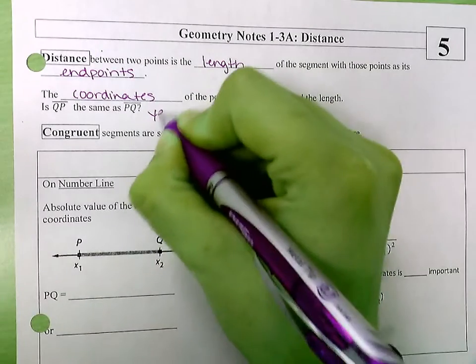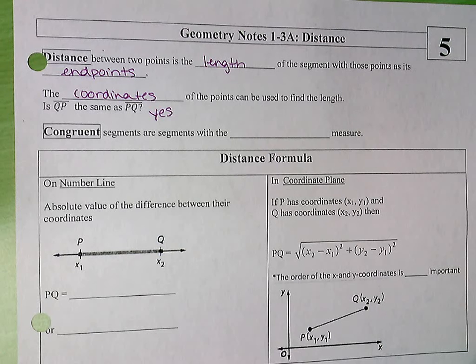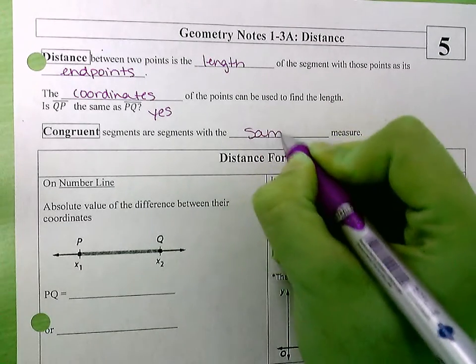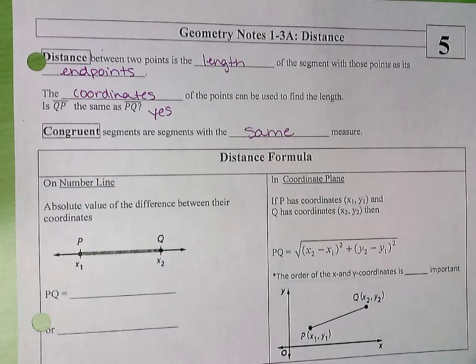Yes. Okay, so with segments, you can interchange those letters. So it doesn't matter that order. So when they want you to find the distance of segment QP, it doesn't matter which order you put those points in. So you could do PQ or QP. Congruent segments are segments with the same measure. Okay, so you're going to have that same distance or same length.